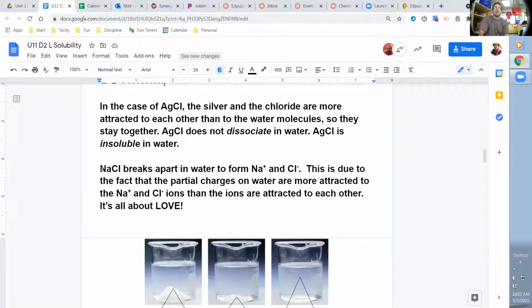Sodium chloride breaks apart in water to form sodium ion and chloride ion. This is due to the fact that the partial charges on water are more attracted to the sodium ion and chloride ion than the ions are attracted to each other. It's all about love and attraction.